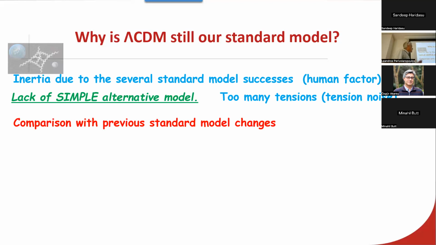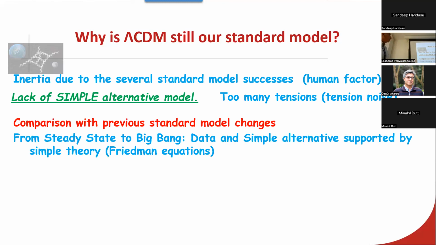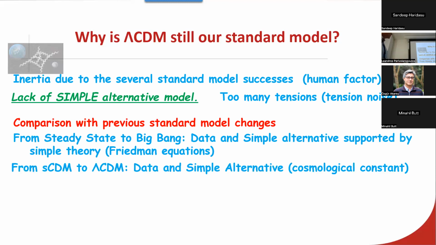Now, let's compare with the previous model changes to see what happened before. First of all, initially there was the so-called steady state model, which went to the Big Bang model. And that was, of course, efficiently done because of the data based on the CMB. And there was a simple alternative. I mean, there were the Friedman equations and the Big Bang theory. It was a very clearly well-defined and simple alternative.